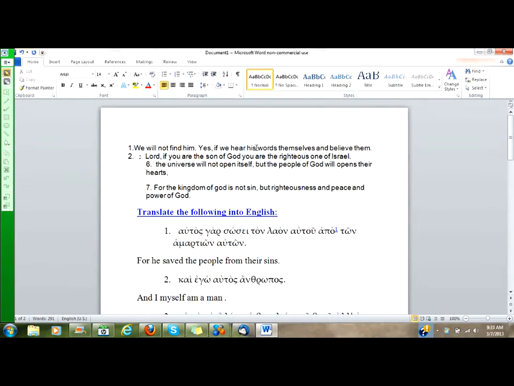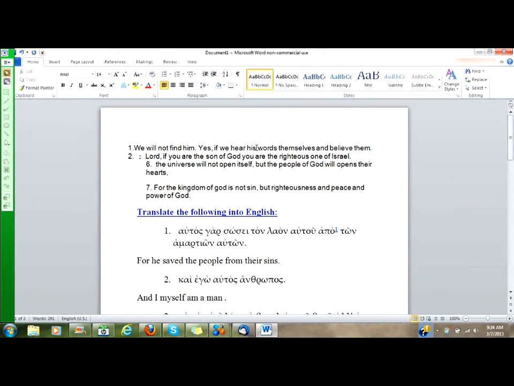And then after the comma, how did we do? But the people of God will open their hearts. That's fine. I think we have a little extraneous S at the end of the verb "open," but that looks like a typo. And then number 7 in the textbook.